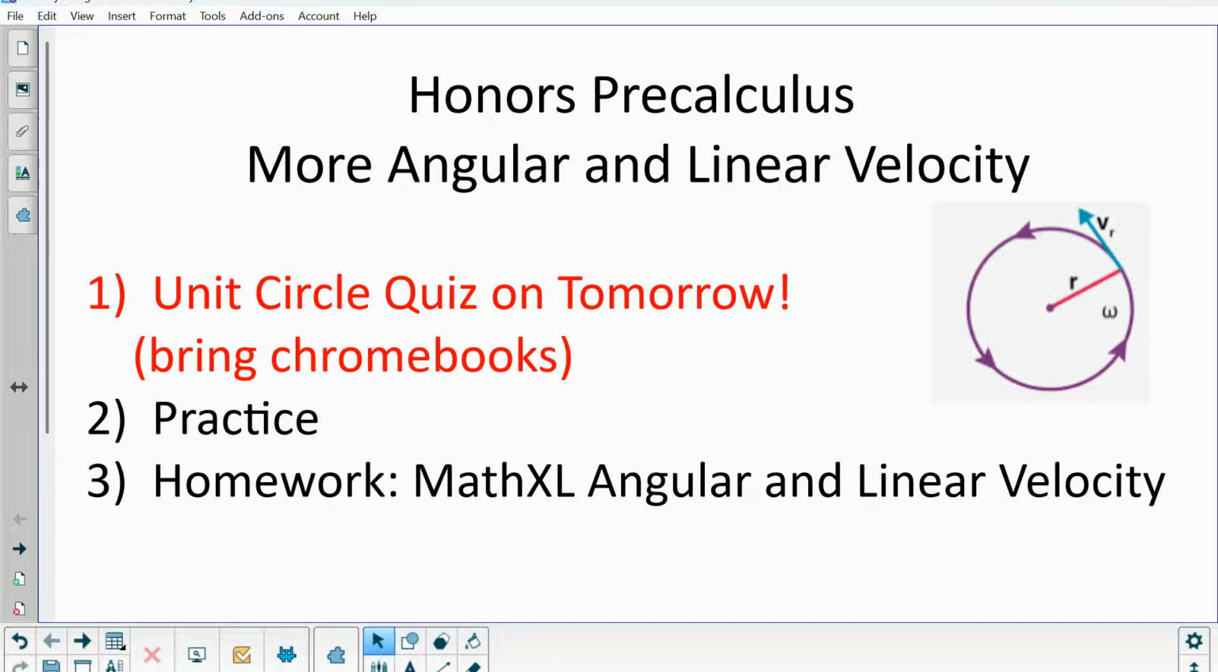Hi, everyone. Today we are going to learn a little bit more about linear and angular velocity. I'm going to teach you about that.